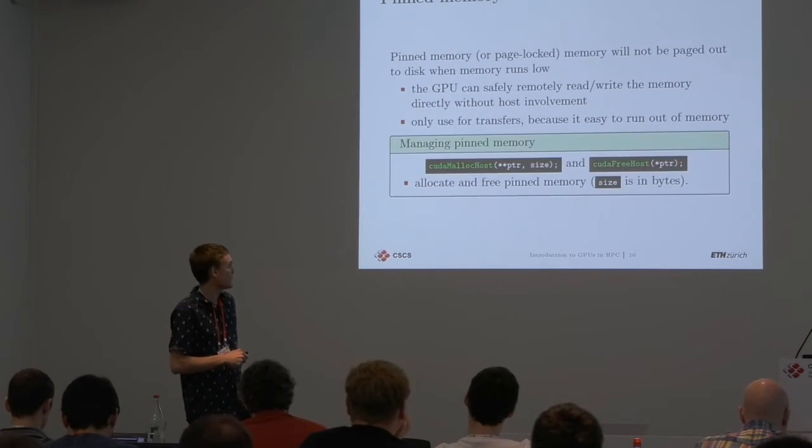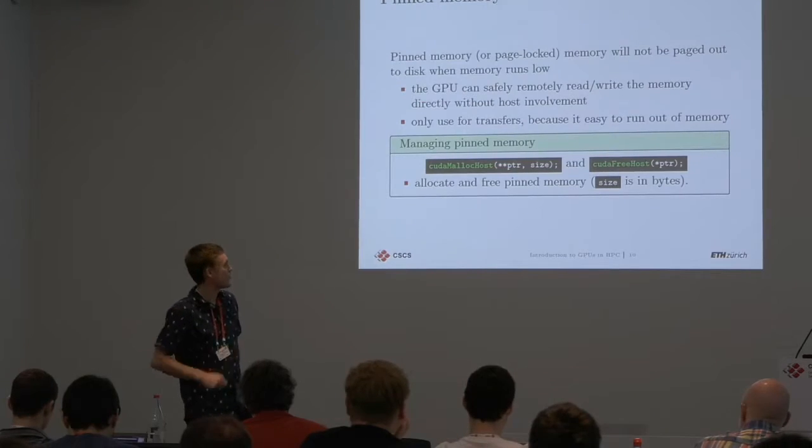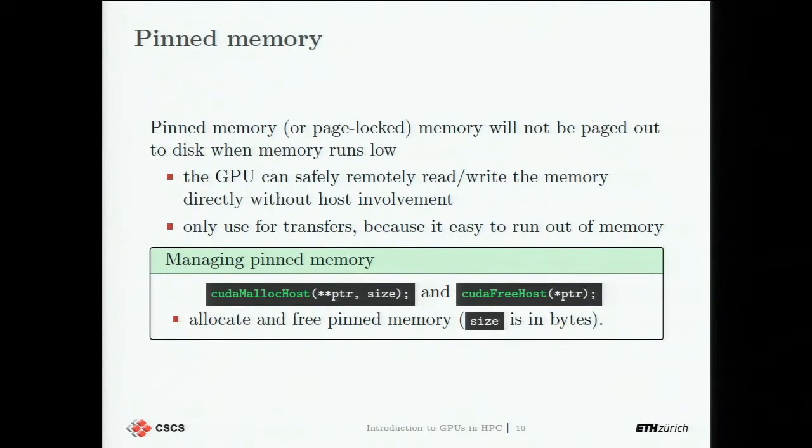Pinned memory, I've already mentioned what it is. CUDA provides an API function call that you can use to allocate the memory. It's called CUDA malloc host. It works just like CUDA malloc and CUDA malloc managed, and it takes a pointer to a pointer and the size in bytes. And we have to use a special freeing function called CUDA free host. You can't use the standard free. Your application will probably crash if you try to do that.